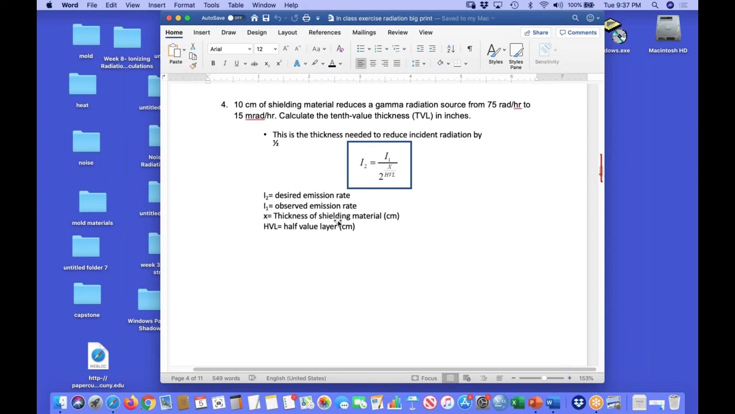The half-life value in centimeters. Thickness of the shielding material. Okay, let's figure out the half-life value first. Calculate 10 centimeters of shielding material, 75 to 15.